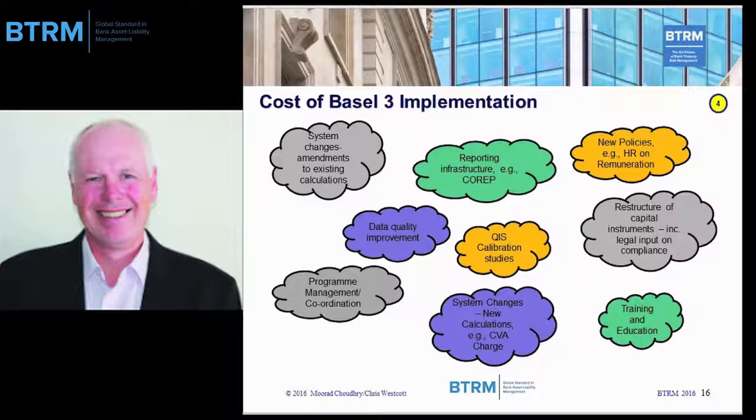So let's just make a few comments about costs. I was actually amazed, but only initially amazed, as to basically how much it would cost to make a change like Basel III. And what I've done here is I've just, on slide 16, put some of the categories that need to be captured as you're building the business case for the change.